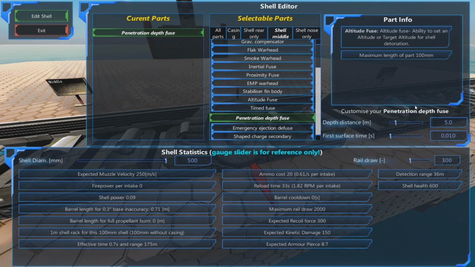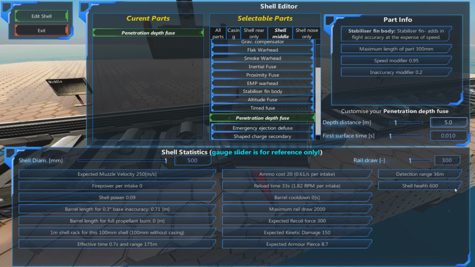And you kind of need to customize penetration depth shells to whatever you're planning to shoot at, because there's lots of possibilities. If you set it too high, and you're shooting at a target that's quite small, or has pretty lousy armor, you will overpen consistently, and the shell will detonate on the other side, and it won't be very good. So you want to set the first surface time quite low, just in case that runs into it.